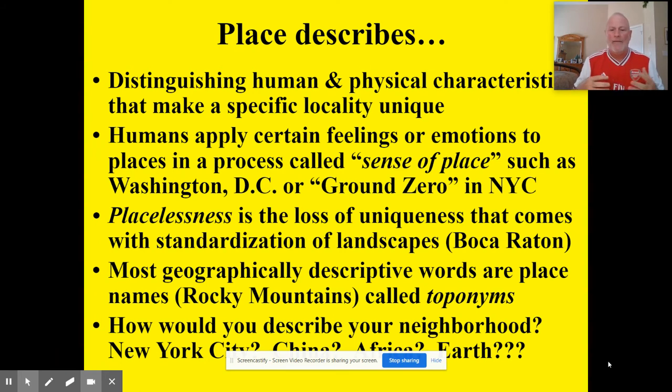If you live in a typical suburban area of the United States, and Boca is very much like this, and I'll tell you even better, the mall, right? If you go to any mall in America, guess what? There's going to be a food court, probably going to be a Chick-fil-A, right? There's going to be an Apple store, right? There's going to be a Victoria's Secret. There's going to be all these different stores, right? That's placelessness, right? Oh, there's nothing unique. There's nothing special. There's nothing different. It looks the same, right? So when we think about place, we're thinking about the human and the physical characteristics that make that place unique, right? And I've got some questions there that you can take a second to think about.